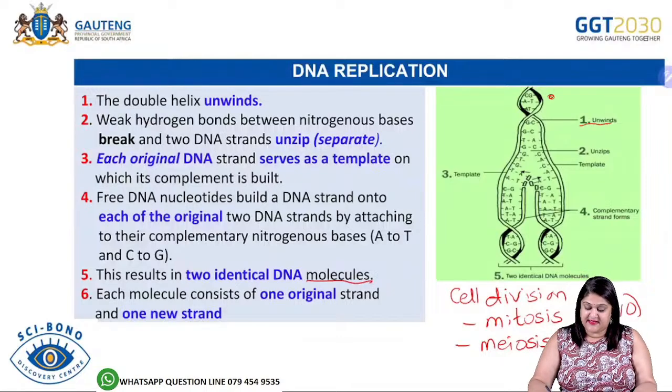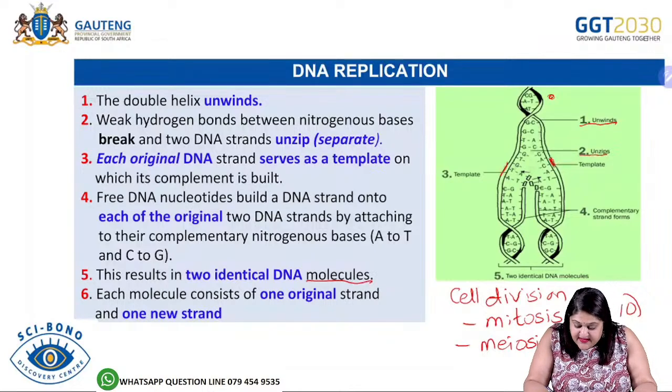Then it unwinds. There's point 1. Then it unzips. So you can see there it unwinds, it unzips because the hydrogen bonds are breaking. Now we've got the template. There's a template here and there's a template here. So can you see there that these nitrogen bases are now exposed? Can you see that? They're exposed, yeah. At this point, they're exposed.